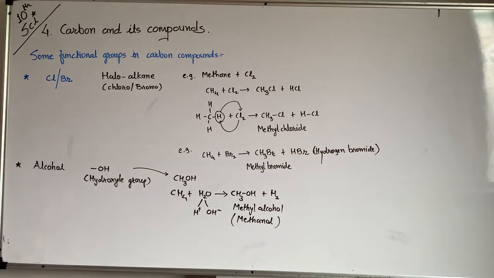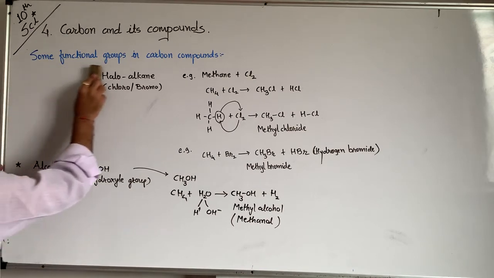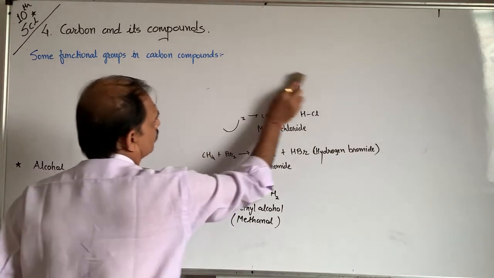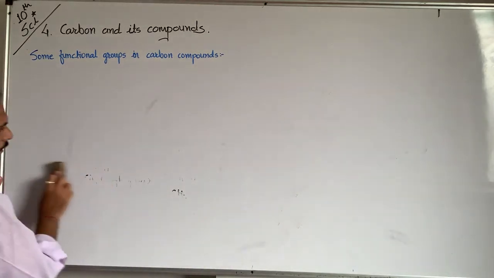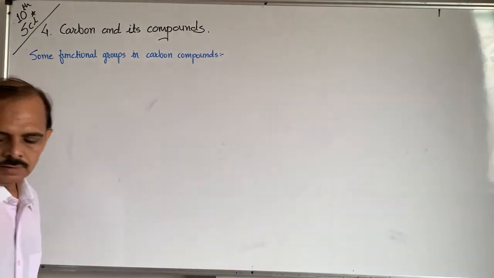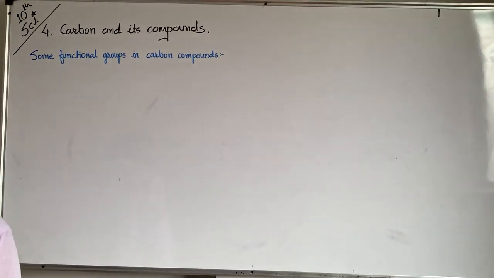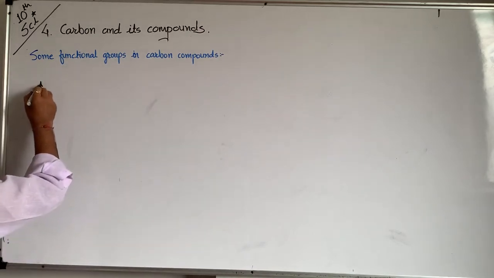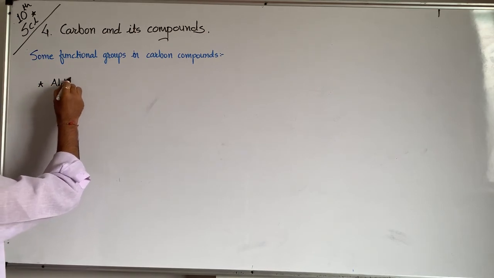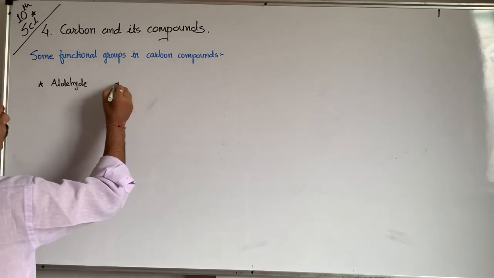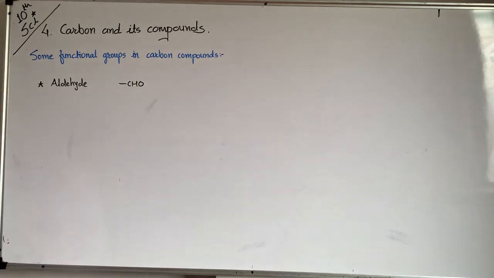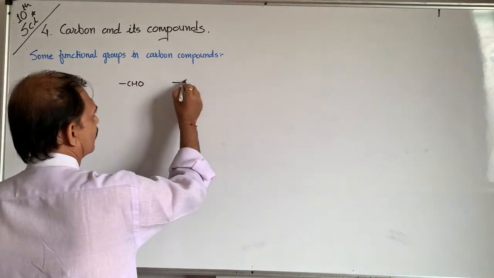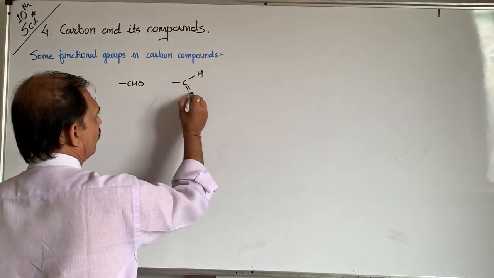So write down this. The second functional group is aldehyde. The functional group is CHO, the aldehyde group. Actually it is bonded like this: CH double bond O.